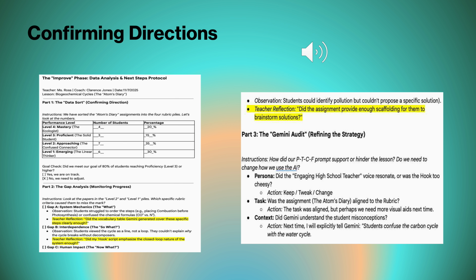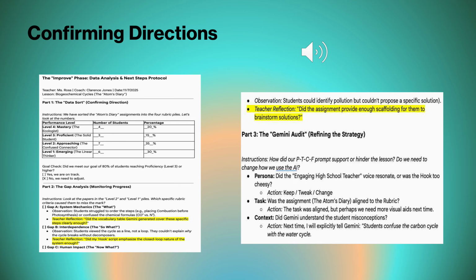In terms of gap C, the human impact, the now what factor, the observation was students could identify pollution, but couldn't propose a specific solution. Your reflection, you asked, did the assignment provide enough scaffolding for them to brainstorm solutions? And your response to that was no, you could have added more opportunities for them to brainstorm possible solutions for that.